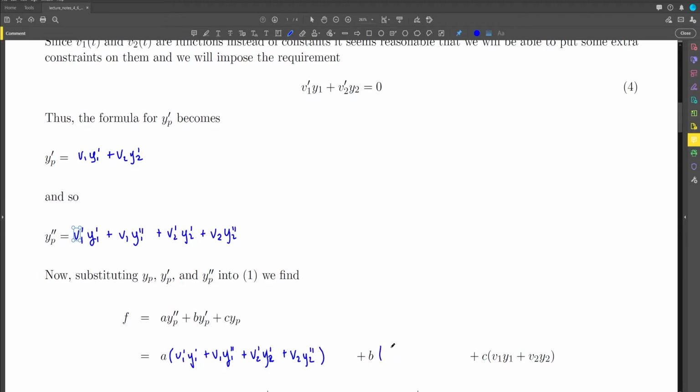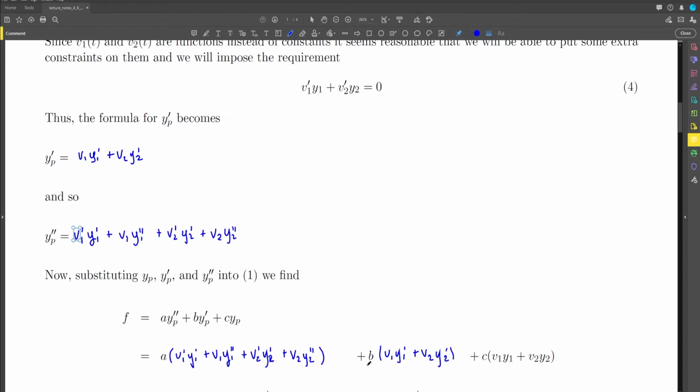And then we have b times this one right here. That's v1 y1 prime plus v2 y2 prime. And keep in mind that v1 and v2 are still functions here. I'm just not writing the dependence on t here.